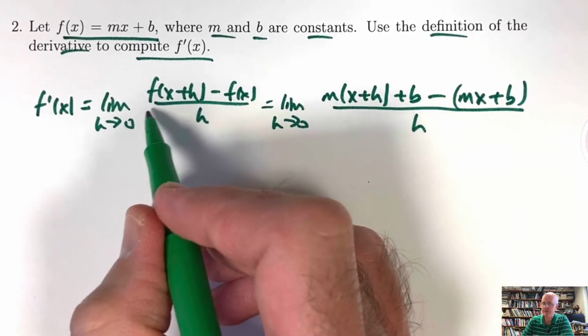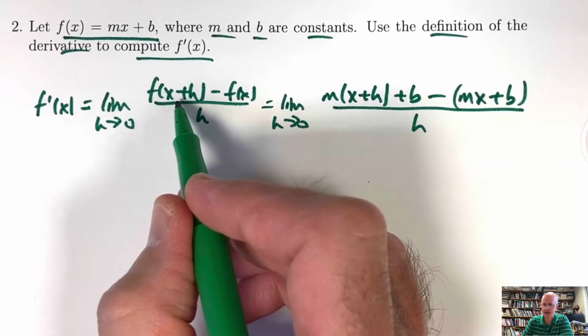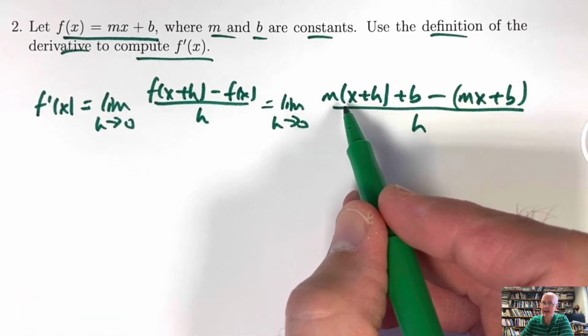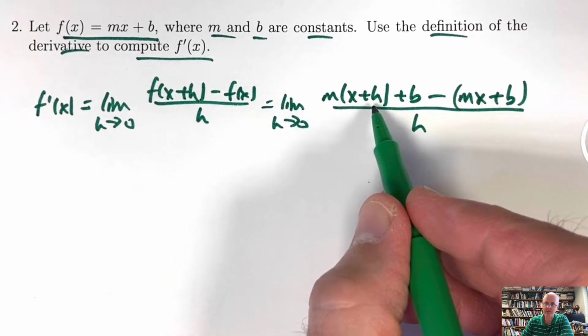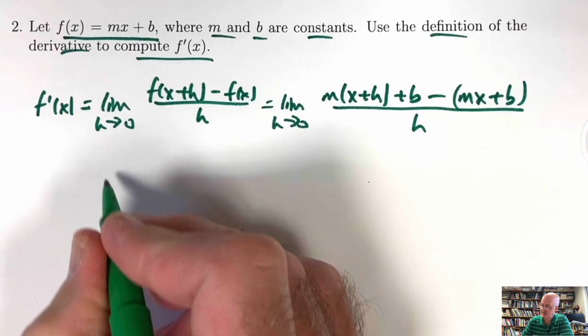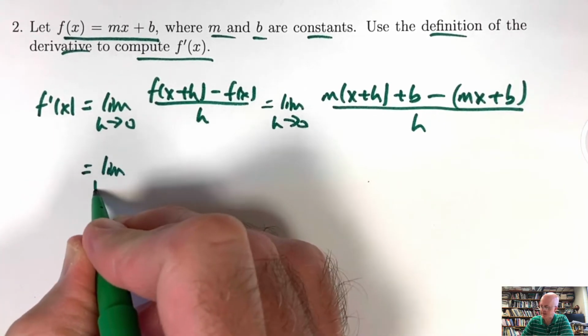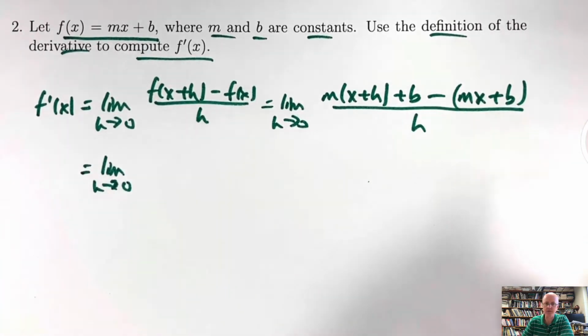We cannot use the distributive property here. This is not f of x plus f of h. We can and do need to use the distributive property here. This is m times x plus m times h. You've got to understand what the symbols represent. That is a big point of difficulty for many people.